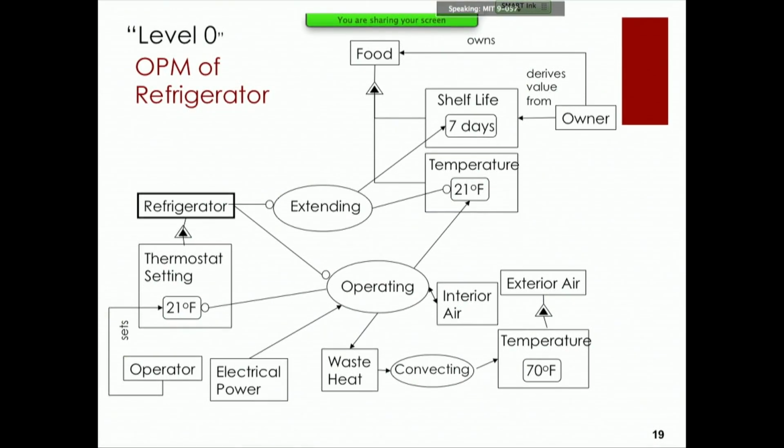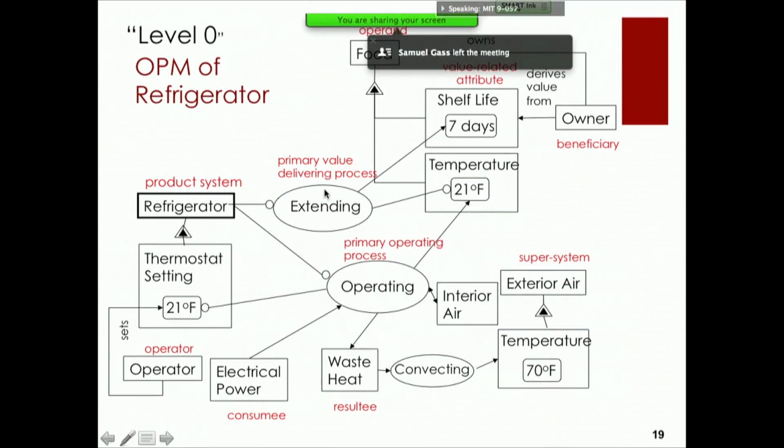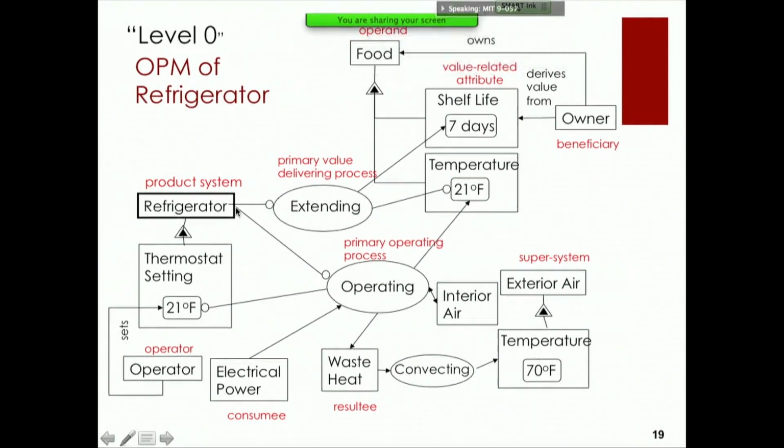So the refrigerator essentially is an instrument of extending the food's shelf life. So the food is the operand. The extending of shelf life is what we call the primary value delivering process. That's where the value is. The refrigerator itself is the product system. And then the operator sets the thermostat setting, at which temperature the refrigerator should be. And then here we have the primary operating process, which is what allows us to keep the temperature of the food at that level. And in order to do this, we consume electrical power, we produce waste heat, and we also require, or we convect that waste heat to the exterior air, at a certain temperature.